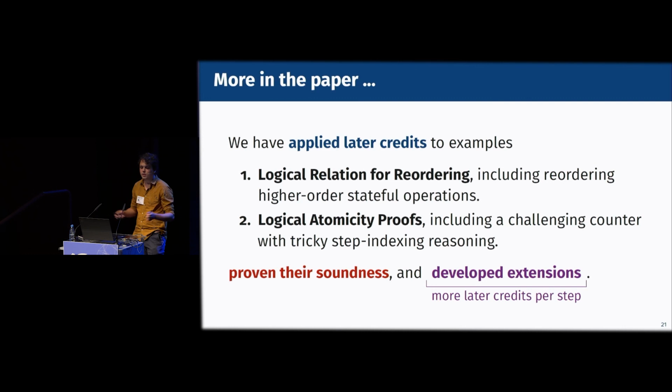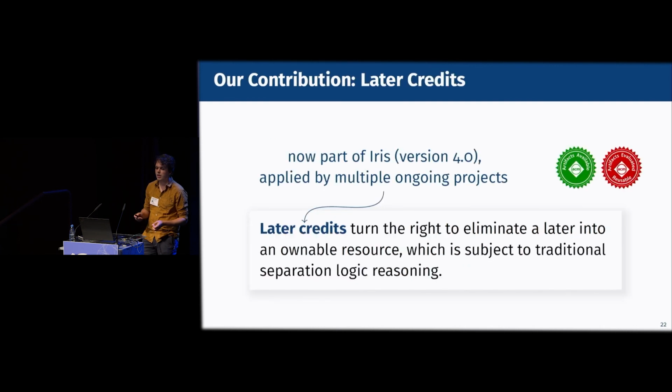We proved the soundness of the entire mechanism, and as I mentioned earlier, we developed extensions and also discussed sort of what they mean, because you can also generate more than one later credit per step. And with that, I want to conclude. As I promised in the beginning, later credits turn the right to eliminate a later into an ownable resource which is subject to all the traditional separation logic reasoning. As we've seen in this talk, we can pass them around via pre and post conditions, we can frame them across function calls, and we can even put them into invariants.